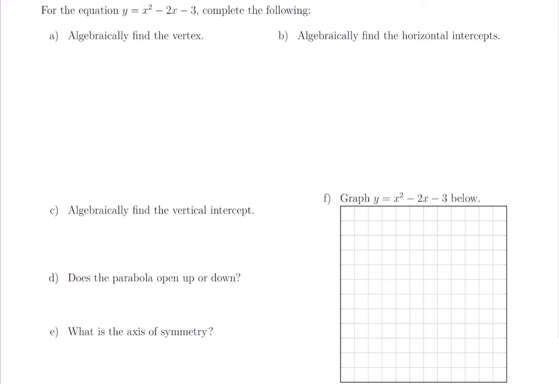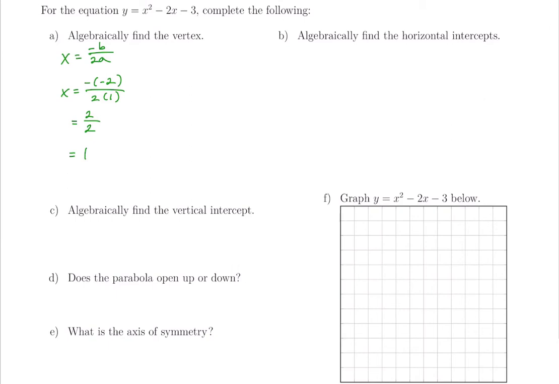In part A, algebraically find the vertex. To find the vertex, we use the formula x equals the opposite of b over 2a to find the x-coordinate of the vertex. Applying that formula in our situation, we would end up with x equals the opposite of negative 2 over 2 times 1. The opposite of negative 2 is 2, and 2 times 1 in the denominator is 2, giving us the fraction 2 over 2. And 2 over 2 equals 1.